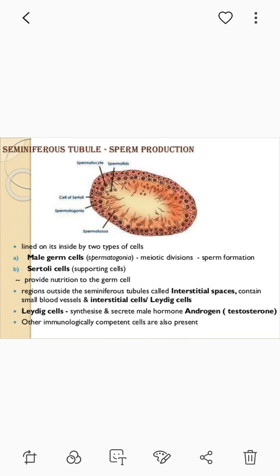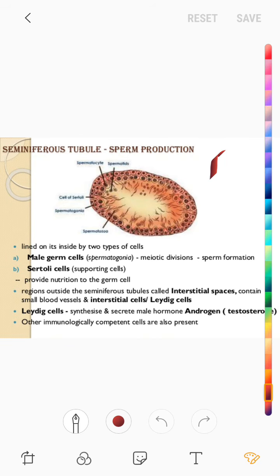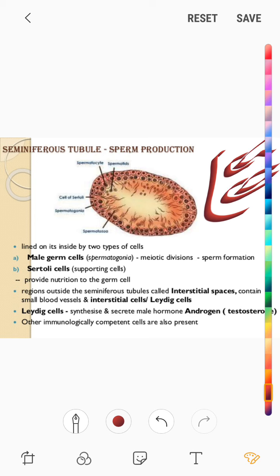So if we draw the diagram of the testes, it will be like this. These will be the lobes, and in them there will be seminiferous tubules. There are many lobes inside the testis, and this will be the covering of the testis. If we take the section of the seminiferous tubules, there are cells known as spermatogonia. They undergo meiotic division to form the sperms.